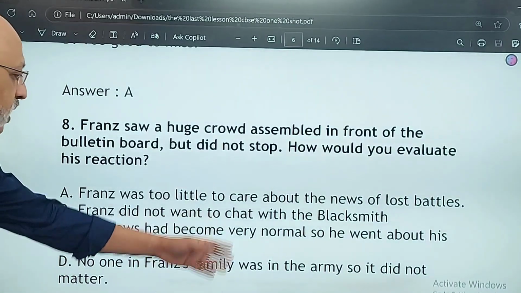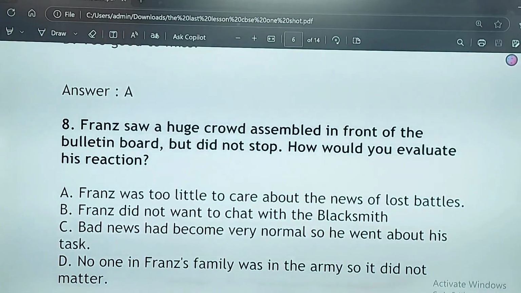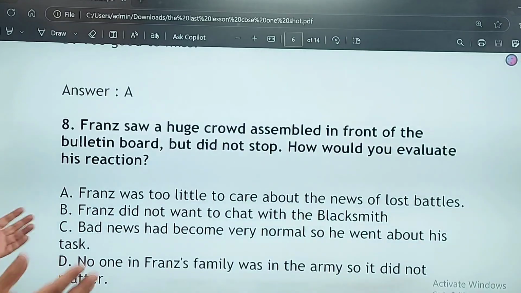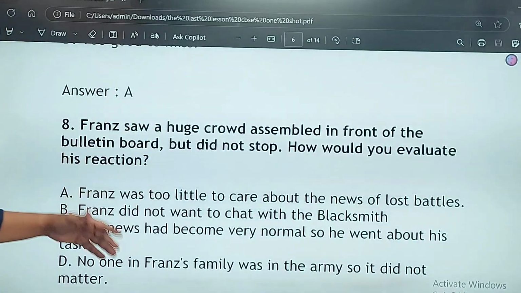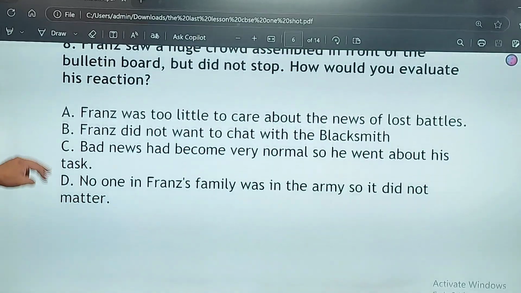Bad news had become very normal, so he went about his task. No one in France's family was in the army, so it did not matter. So which of the 4 would evaluate, because he did not stop? So the correct answer is option C.